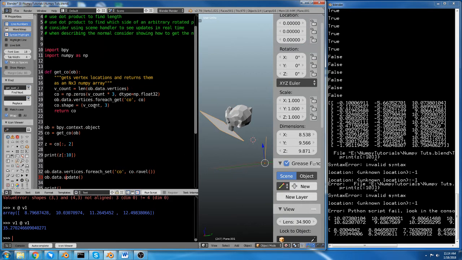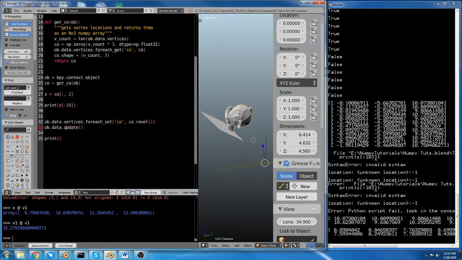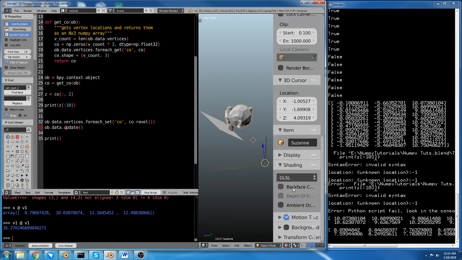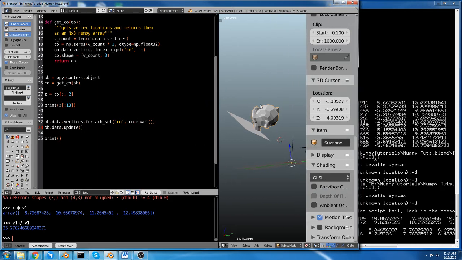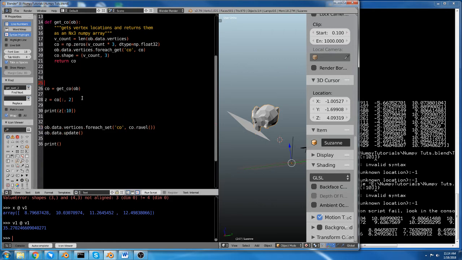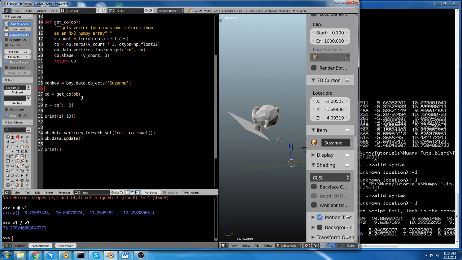So first thing, we'll call this object by name so that it's a little bit easier. This object's name is Suzanne. So we can get rid of this. I'm going to say ob, actually we'll say monkey. Monkey equals bpy.data.objects Suzanne, and this is a plane, and its name is plane.